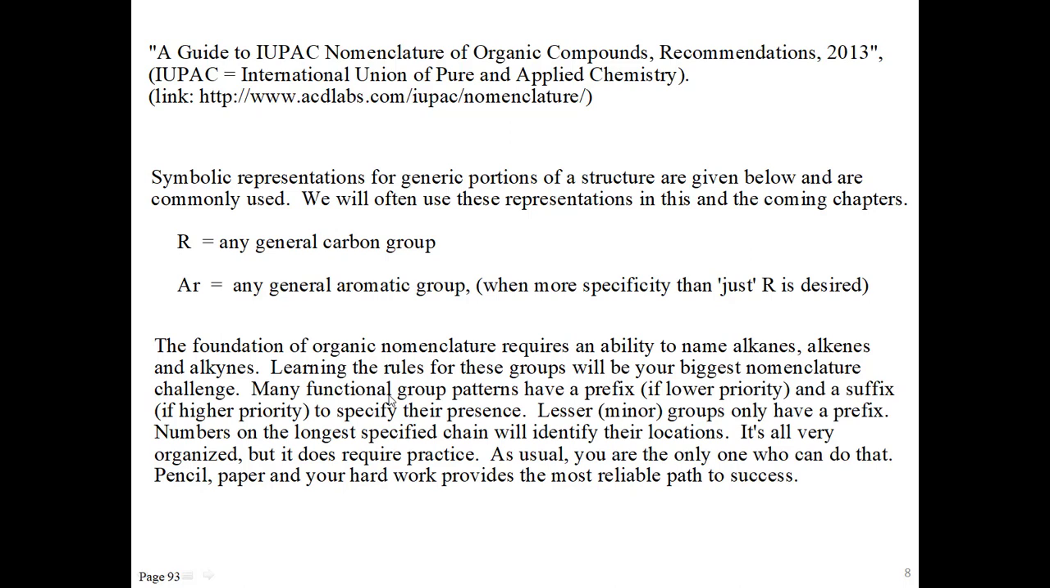If it's a higher priority group, it might have a suffix that you would use, but you only use the suffix if it is the highest priority group. Everybody else is named as a prefix. Okay? So you've got to be familiar with all of these, and I have those listed in the book, and I actually have them in this little talk as well.